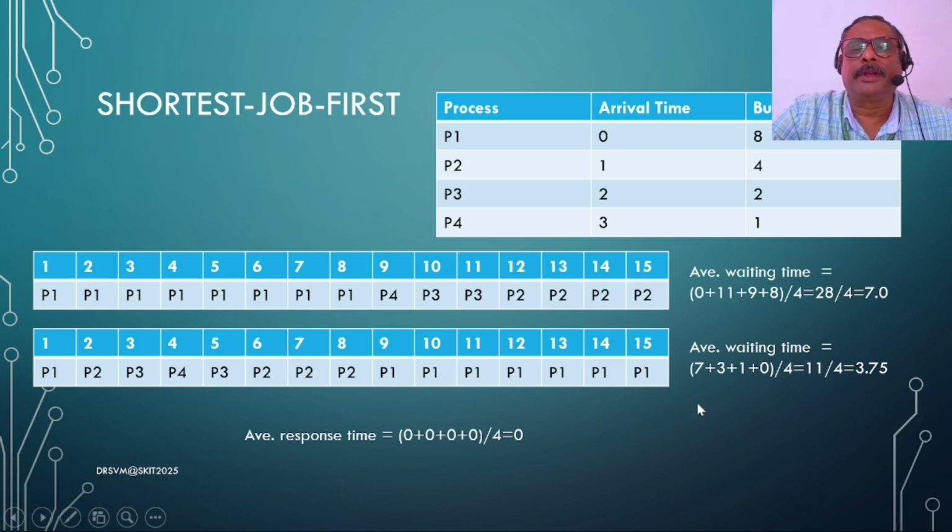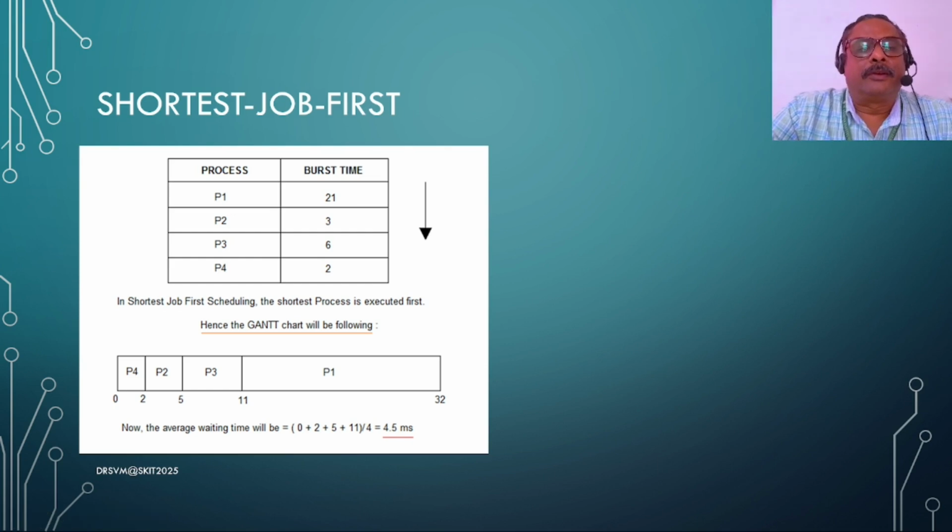That's the best way. The only thing is it has to be a preemptive thing, but usually shortest job first is a non-preemptive thing. So let's look at another example.